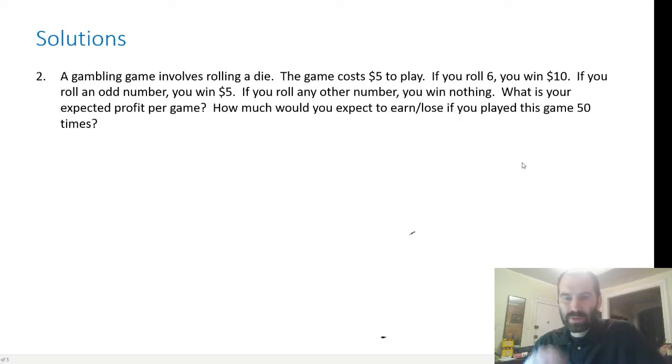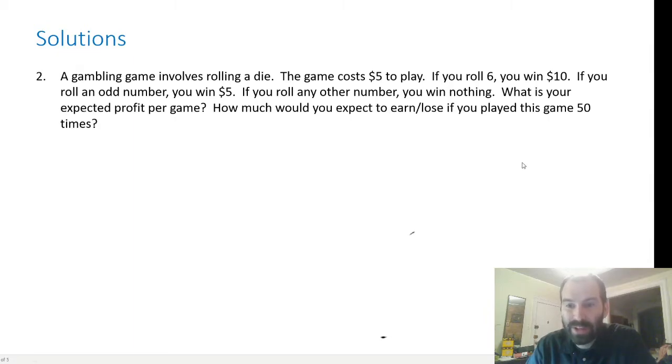Okay? So think about it. And just try to make a guess here. Do you think that this would be a worthwhile game to play? Do you think in the long run you'd be making money or losing money? All right. Well, this expected value is going to figure that out for us.